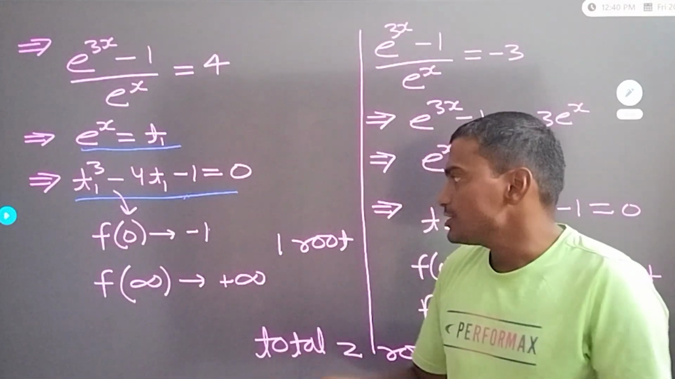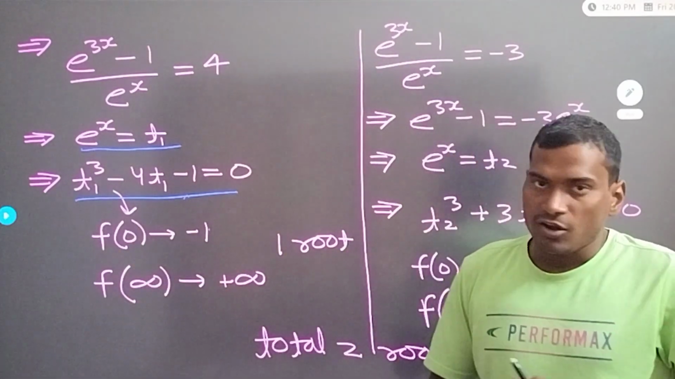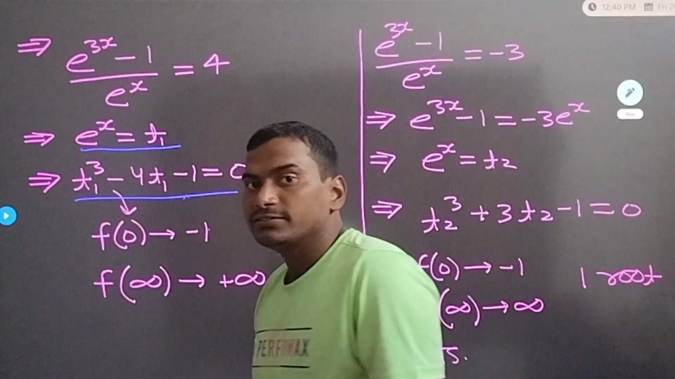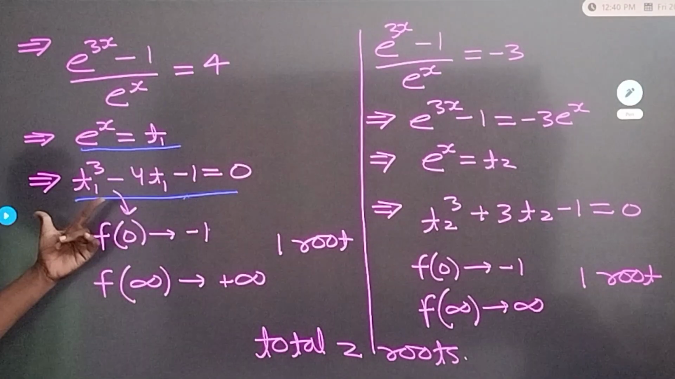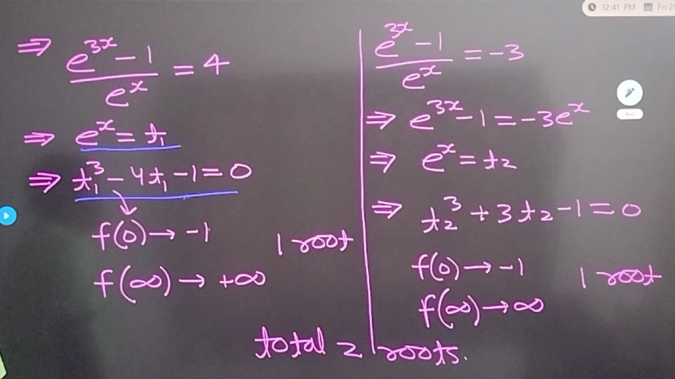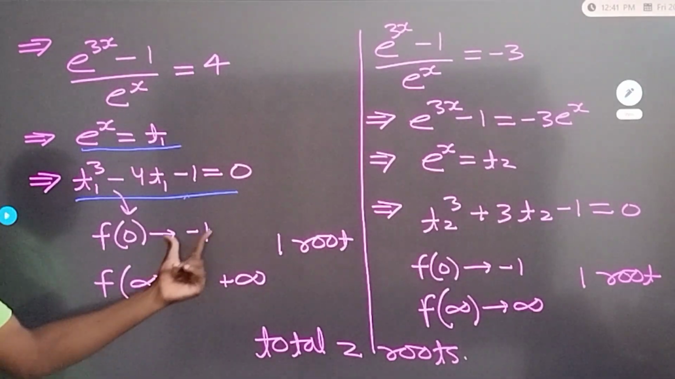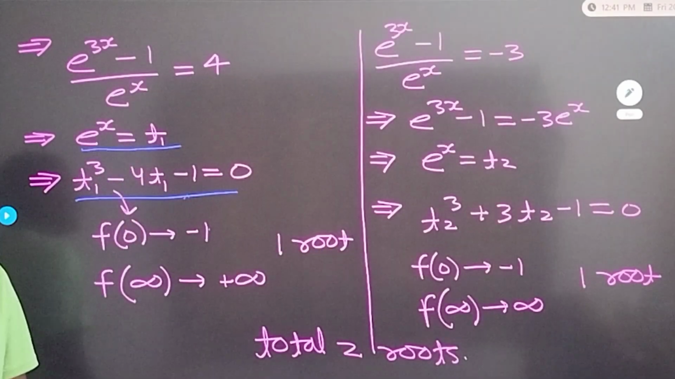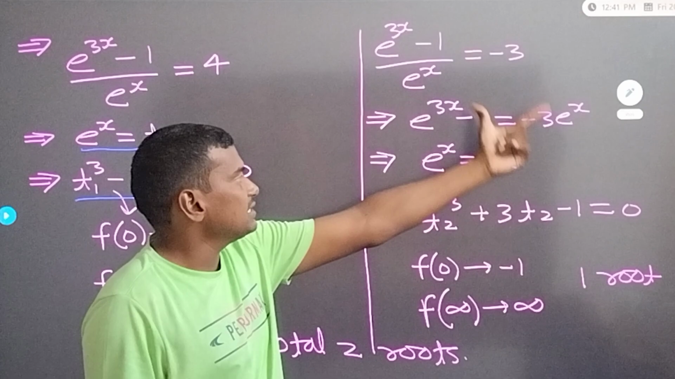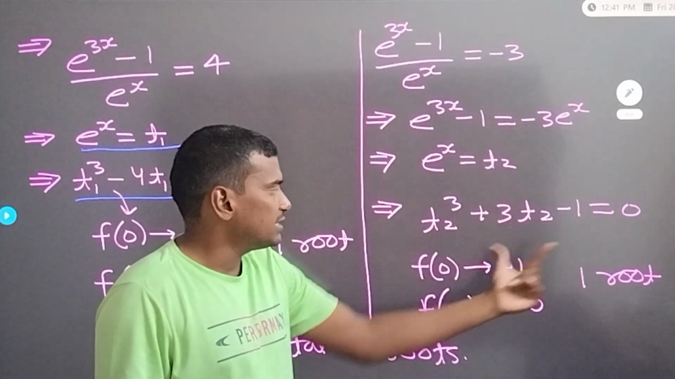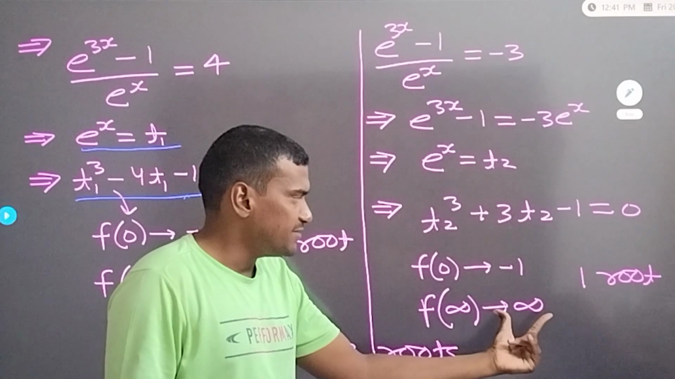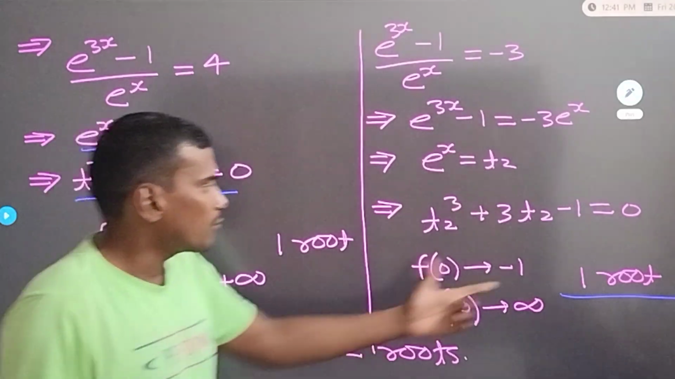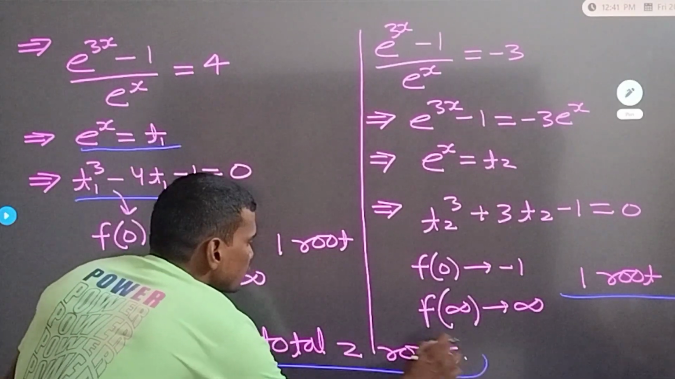This is a cubic equation, a polynomial equation, everywhere continuous and derivable. So f of 0 is minus 1, f of infinity will be plus infinity. It is a continuous and derivable function, and its dy by dx is also not 0. So we can say between 0 to infinity it will have exactly one real root. Similarly on this side, this equal to minus 3, then this equal to t2, then we substituted, f of 0 is minus 1, f of infinity is infinity. Again here we have one real root. So one root here, one root here. Total number of roots we have is 2.